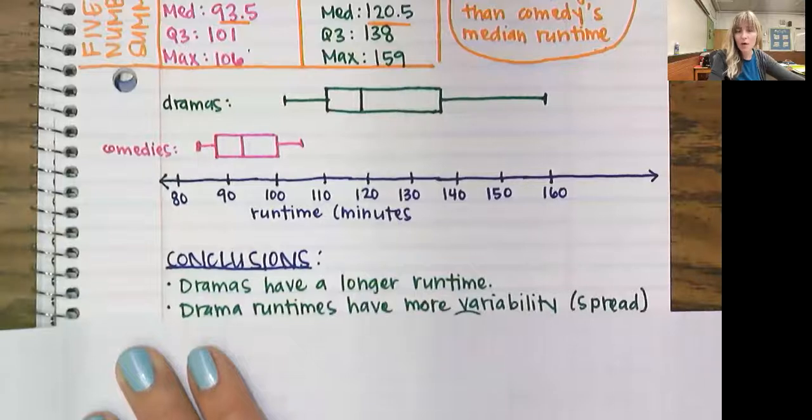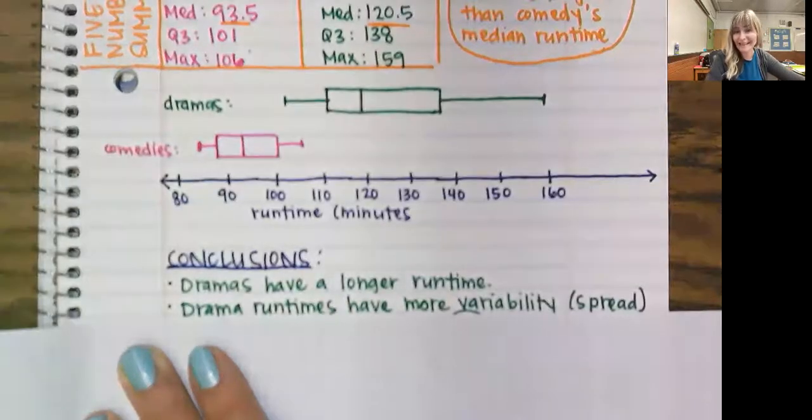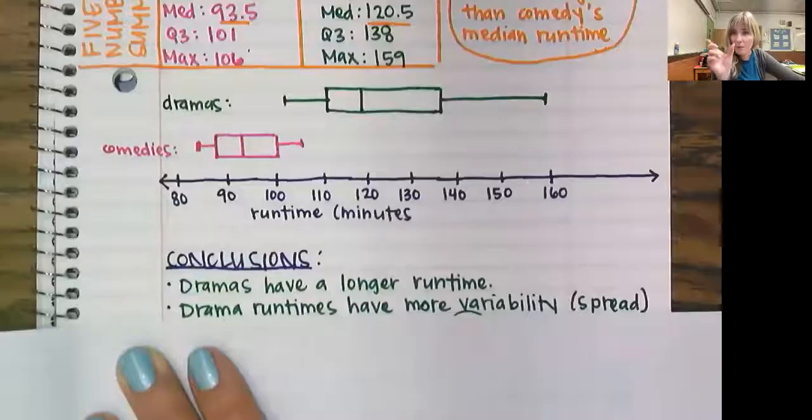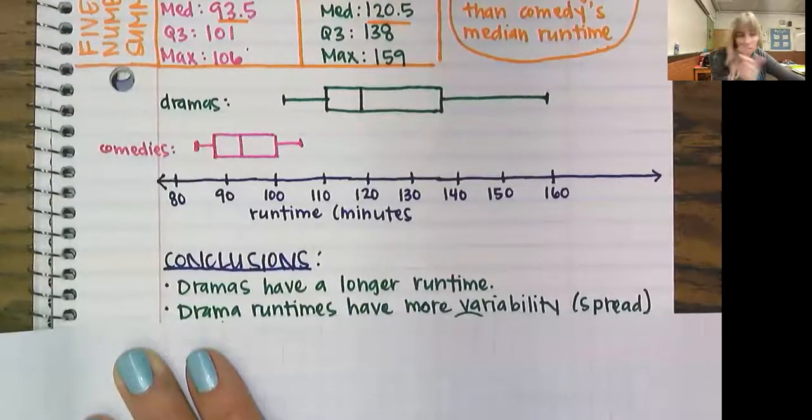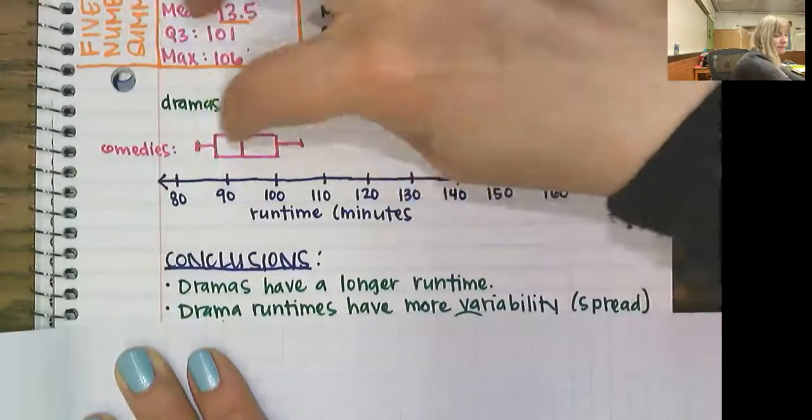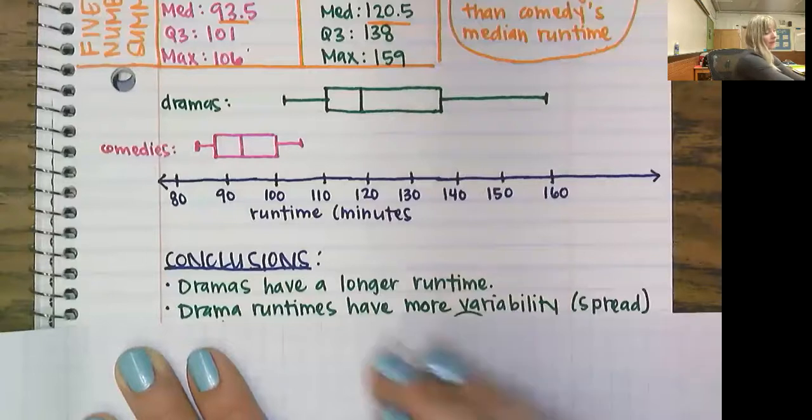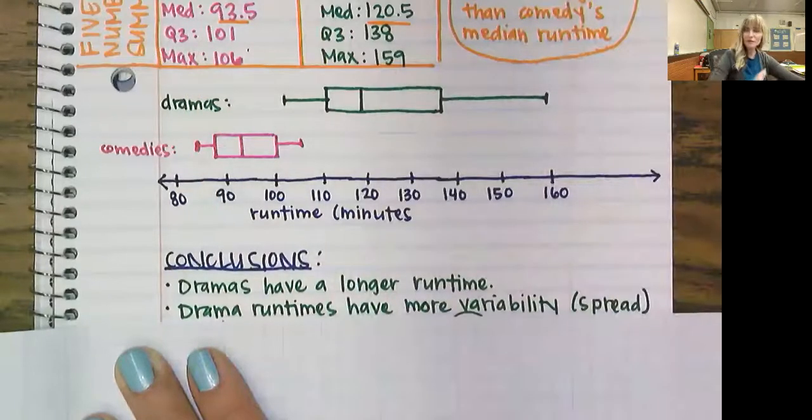To get more specific, here's another thing that the box plots show me that I really like the visual on. Drama runtimes have more of what we call variability or spread in the data. Can you see how the comedy's pink box plot is just this cute little thing over here and it only goes from here to here? Tiny little spread. Dramas have a much bigger spread or variability. And what that means is it's okay for a drama to only be 100 minutes, but it's also okay for a drama to be almost 3 hours long at 160 minutes.